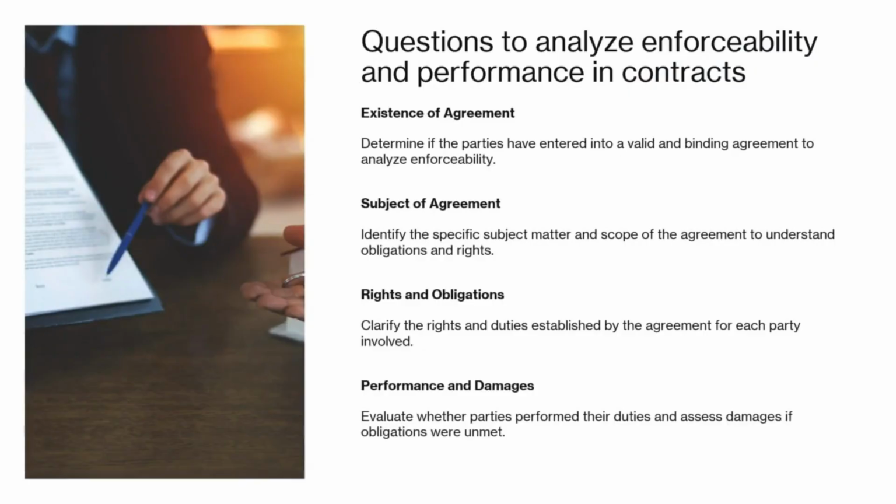All right. When you're analyzing the enforceability and performance of a contract, you always ask yourself whether the parties have an agreement and what is the subject of that agreement. What rights and obligations did the agreement create, and whether those rights and obligations were performed by the parties. And then measuring the damages under the terms of the agreement is another part of the analysis.